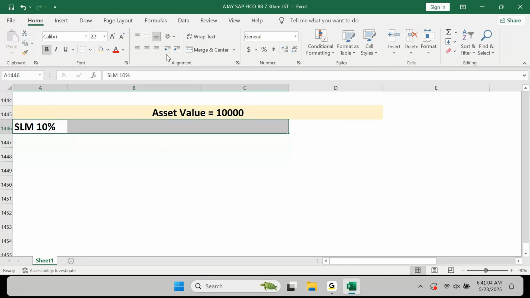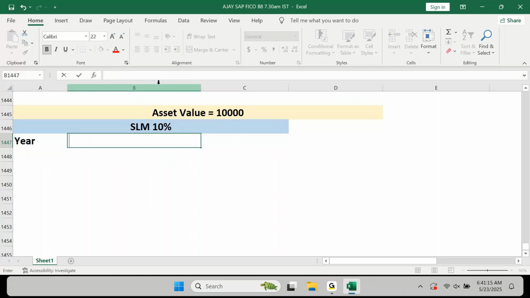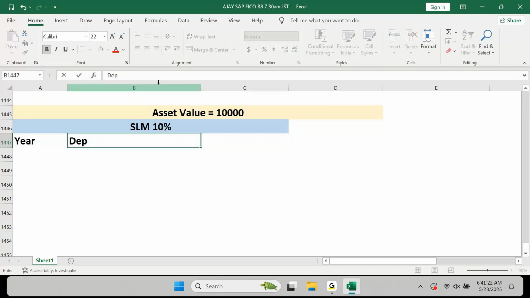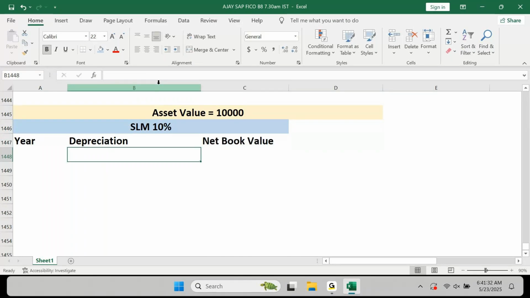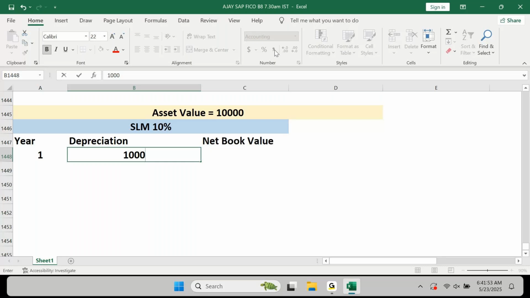Take 3 columns. First one is year, depreciation, and then net book value. First year, what is the depreciation value? 1,000. What will be the net book value?